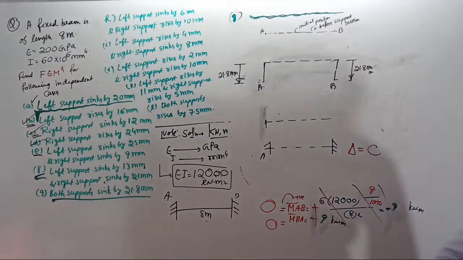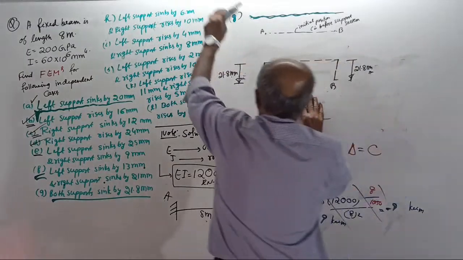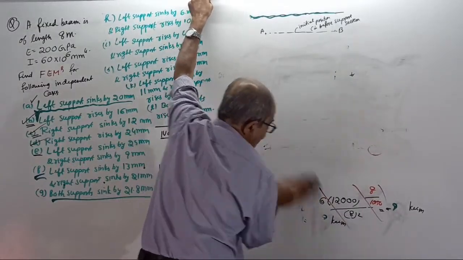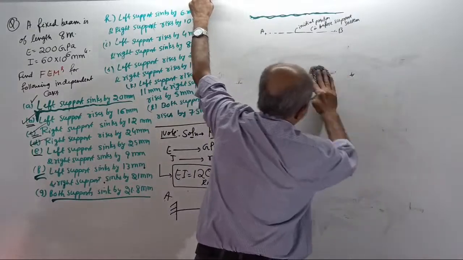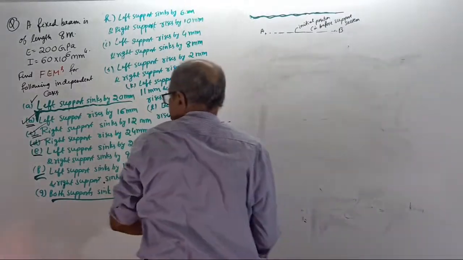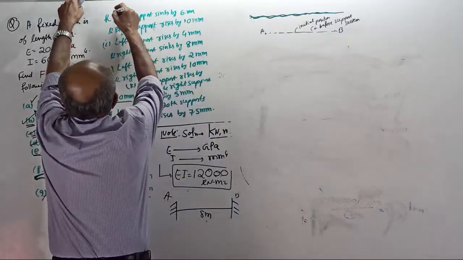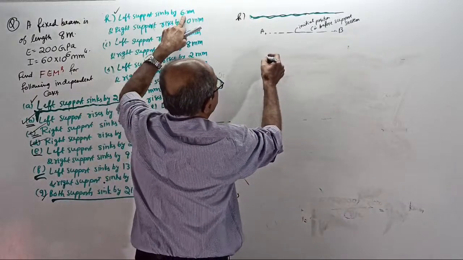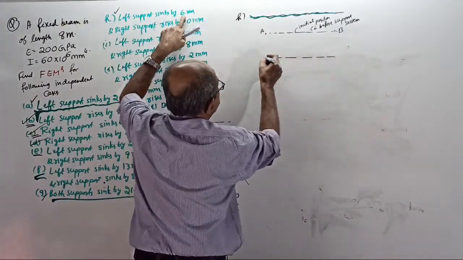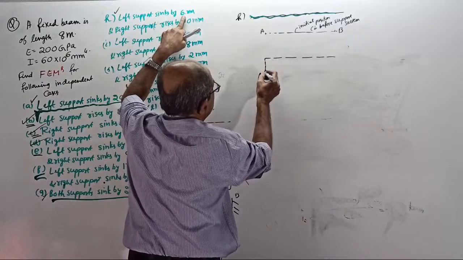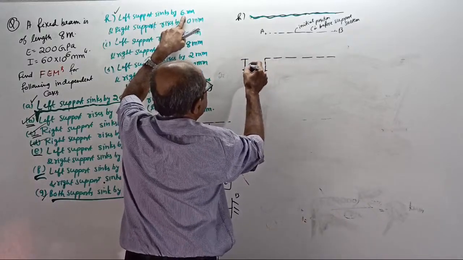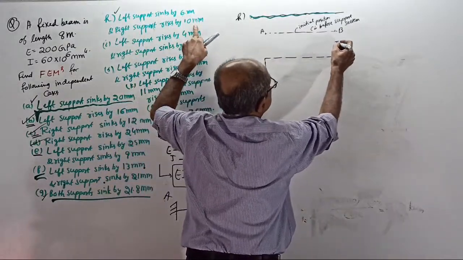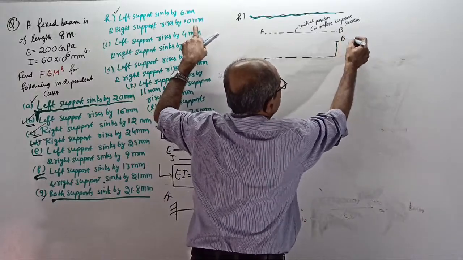Now see correctly. G over, be a little careful now. This formula I am not using now. I'll explain correctly. G over, now H. Left support sinks by 6 mm. See here. A comes here, sinks by 6 mm. Right support rises by 10 mm. B rises by 10 mm.